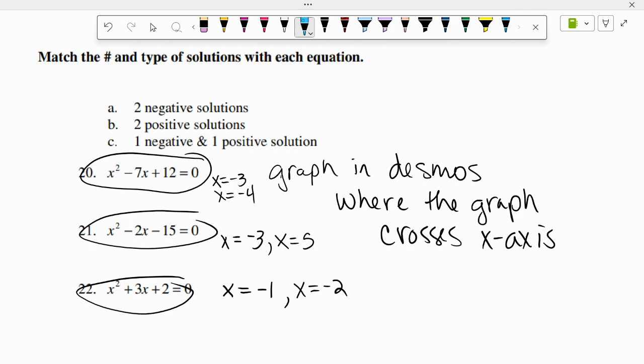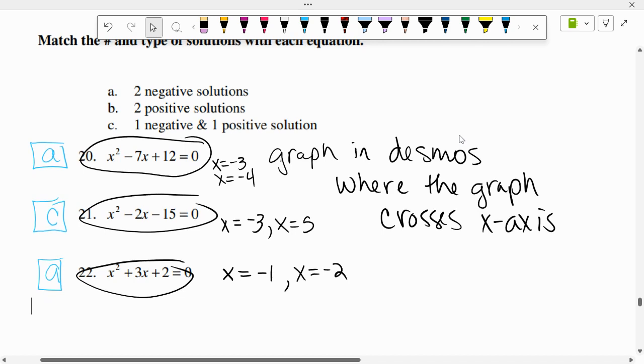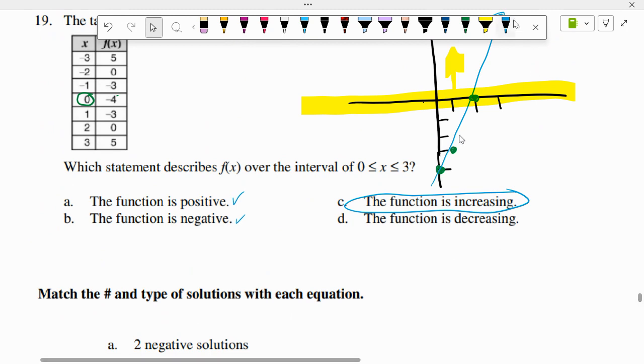So number 20 has two negative solutions. Number 21 is C. It has a positive and a negative solution. And 22 also has two negative solutions. I did that just with my table of values, seeing where it crosses. So if you're graphing it in Desmos, you can just look at it. Okay, so that's it. That is it for our review.